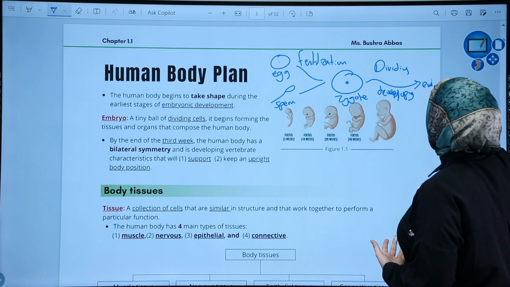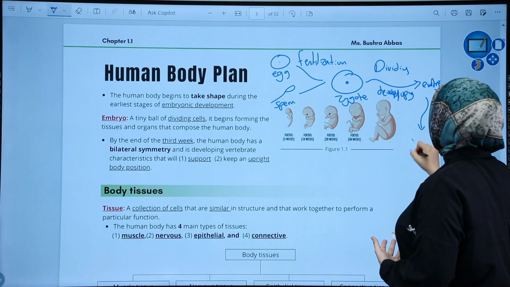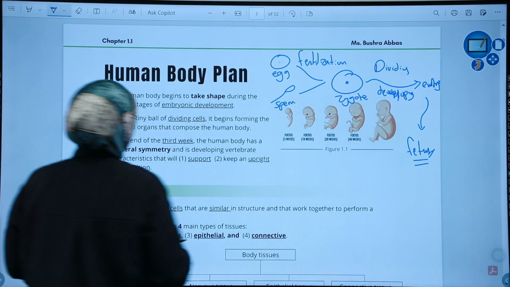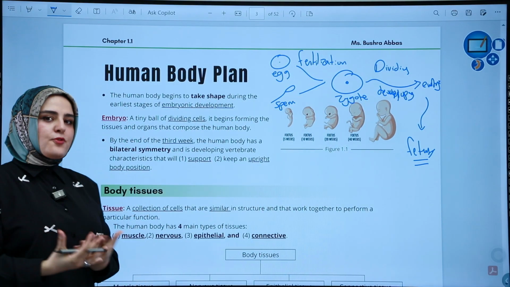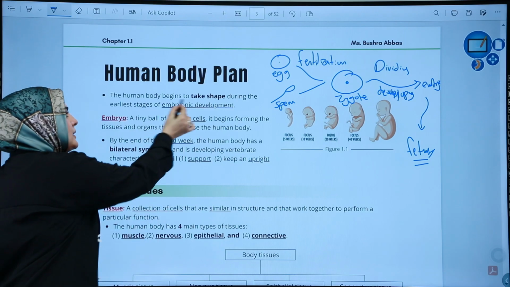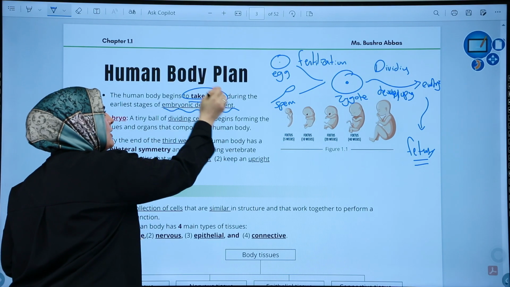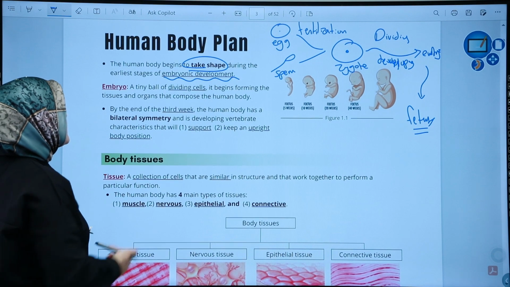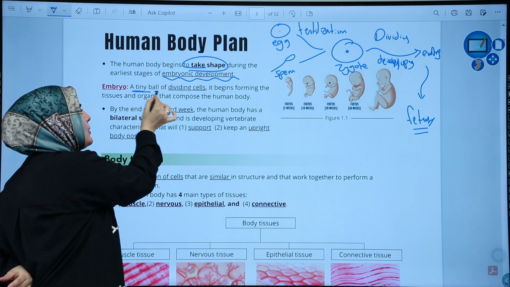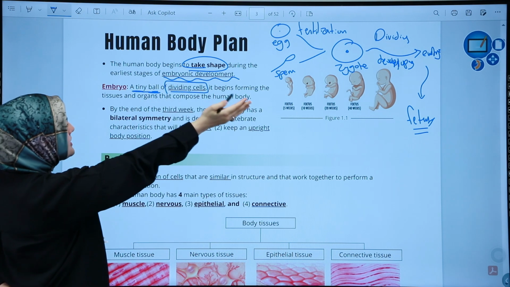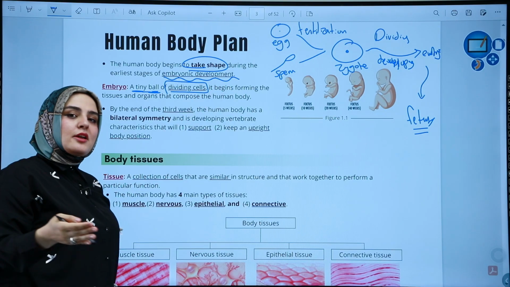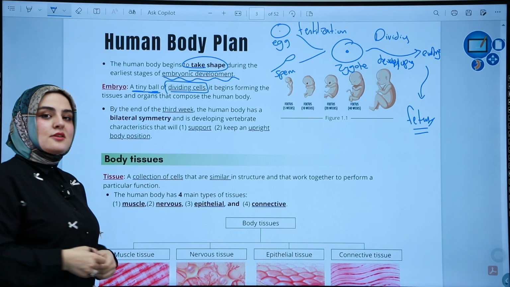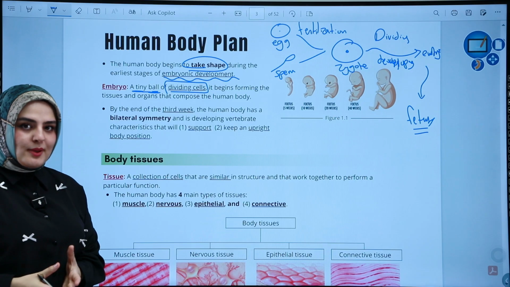Okay? We create embryo. Embryo becomes fetus after 3 months finished, and then this is how we got here. So the first human form that we had was during embryonic development. We took the shape of a human during embryonic development. And then what is embryo exactly? It's a tiny ball of dividing cells. Didn't I say it's dividing and developing? So embryo is a tiny ball of this, and then it takes shape and creates tissues and organs to create the whole complex body of a human.